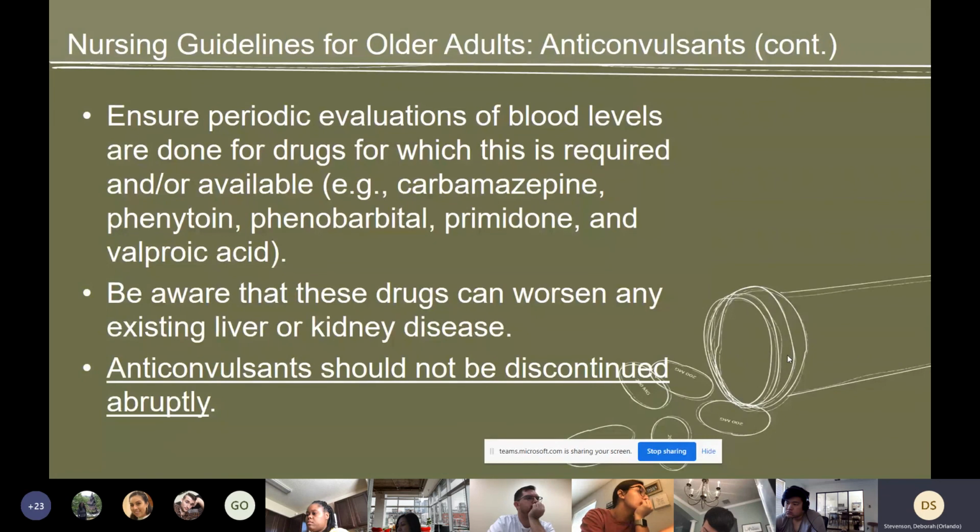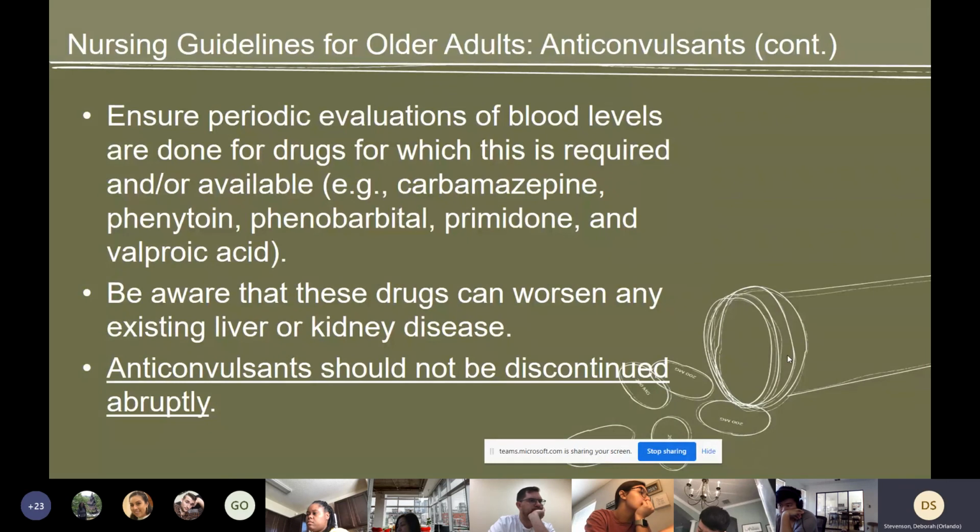If there's any blood levels that need to be done, you will learn those, like phenobarbital, and of course Dilantin, phenytoin, valproic acid. All of those are anticonvulsants, and they need some blood levels. But they can also really mess up the kidney disease if they have it, or if they have liver disease. So just keep that in mind.